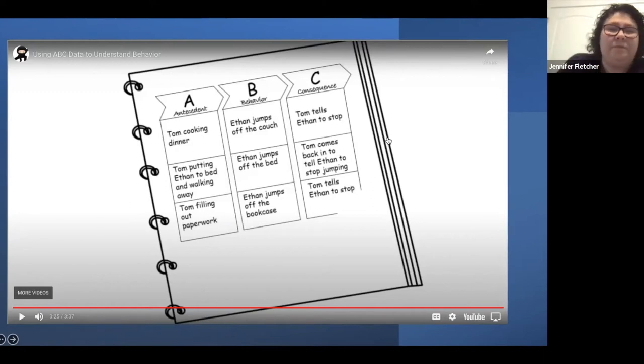Just as Tom did it, he cooked dinner, Ethan jumped off the couch, and then immediately what happened afterwards, Tom told Ethan to stop. And it's the same thing with each of these. The bed, and then Tom comes back in to tell Ethan to stop jumping. Fill out the paperwork, jumps off the bookcase, Tom tells Ethan to stop. So you probably can already start thinking about what are the possible functions of this behavior, but it's really good to make sure that you're noting down what happens immediately before and immediately after.